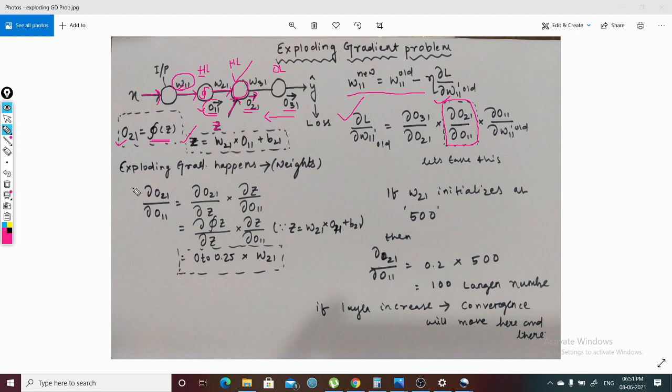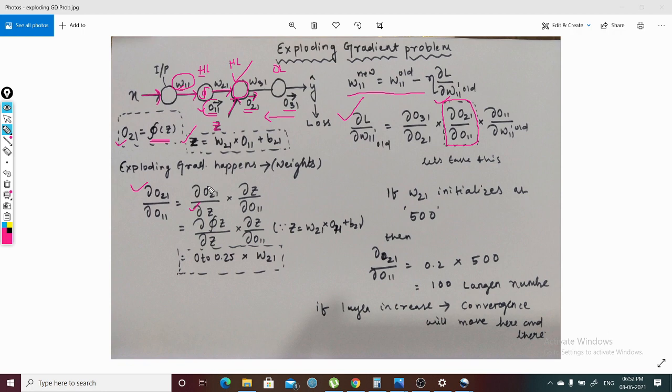We can write this particular derivative as a simple chain rule. In place of O21, we have just multiplied by dz, the derivative of z, in the denominator and numerator, so that if you cancel these two, we get this one. So there won't be any change. Why have we taken z? Any output will be dependent on the input, and z is nothing but the input. So we try to apply the chain rule here with respect to z.